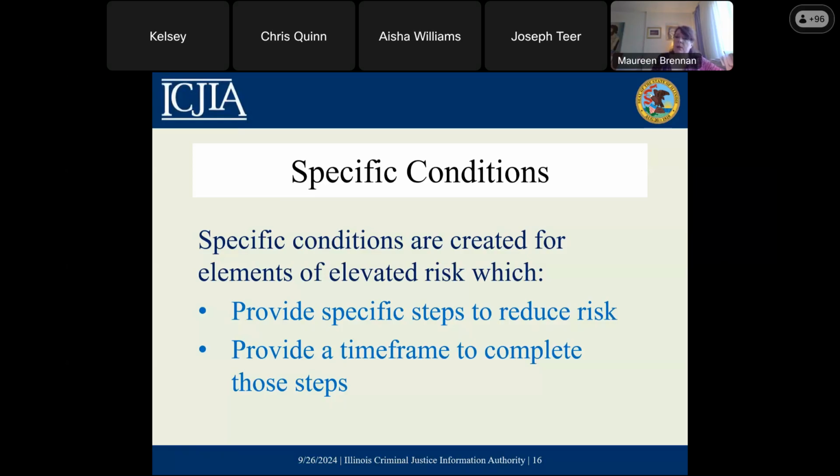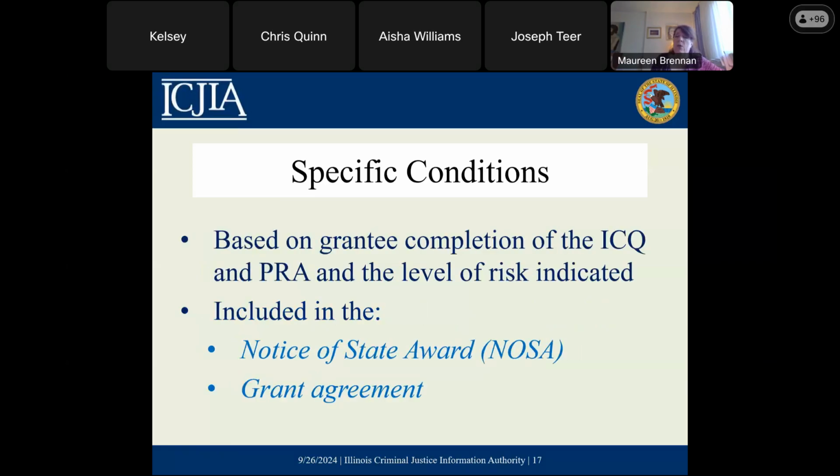So these specific conditions provide very specific, very concrete steps which your agency needs to take to lower that risk and to get to a lower risk status in the GATA portal. They also provide a very specific time frame for you to complete each of those concrete steps. So the specific conditions are based on your completion of the ICQ and the PRA, and the level of risk that those responses indicate to us.